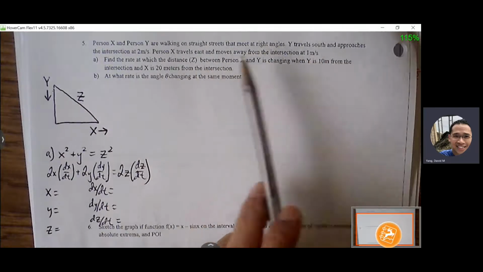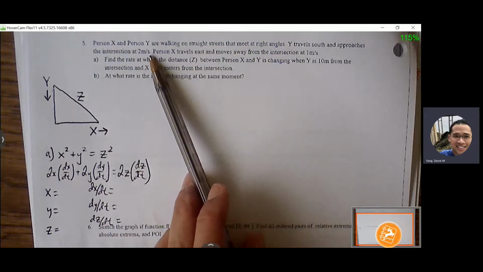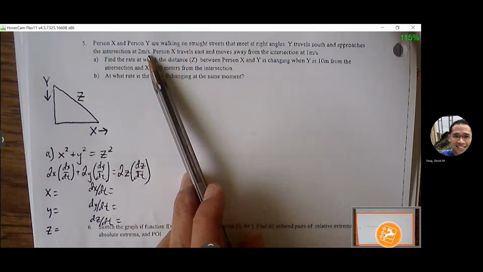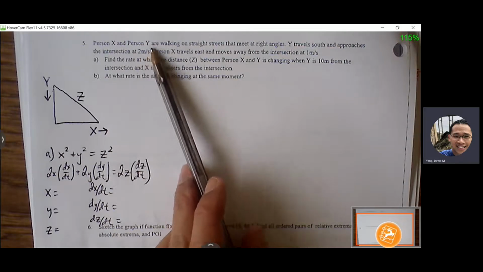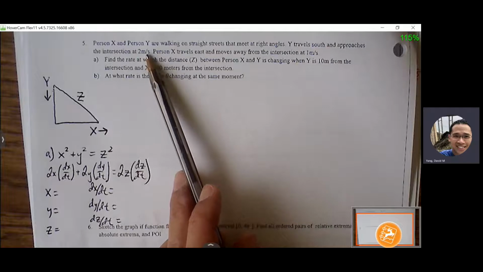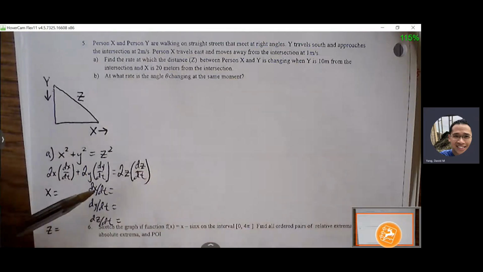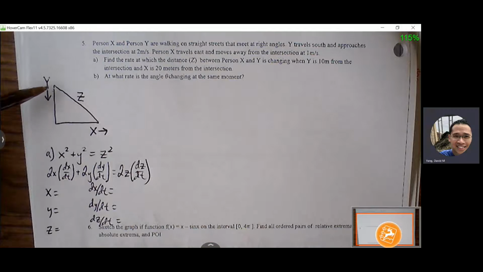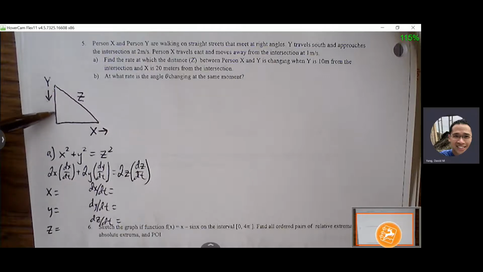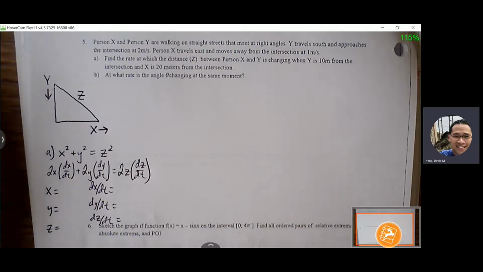Y travels south and approaches the intersection at 2 meters per second. What can we assign 2 meters per second to be? Good. There's movement involved, right? Meters per second, there's time involved. So any adjustment that we need to make? Okay, Y is a negative. It's getting smaller. Good. Not because Y is going south, right? The direction has no impact on the sign. It's because this length is getting shorter. So Y is decreasing at a rate of 2 meters per second. So we need to include that as a negative.